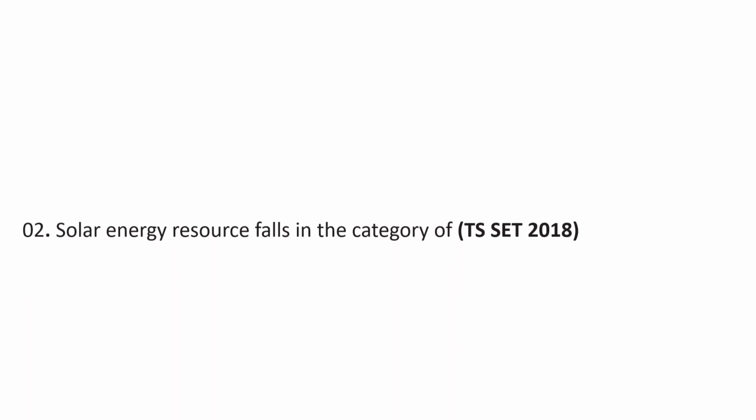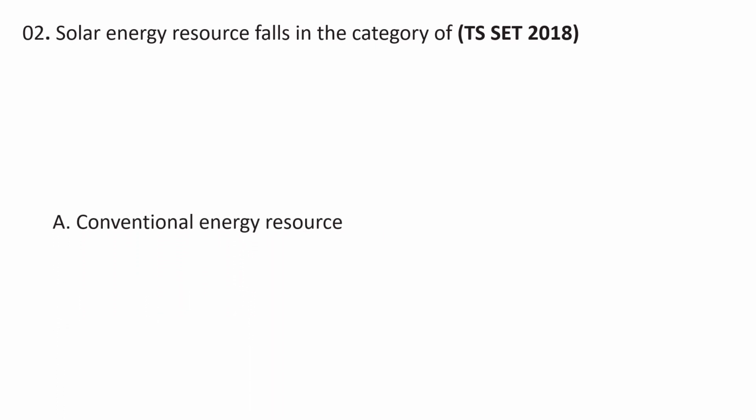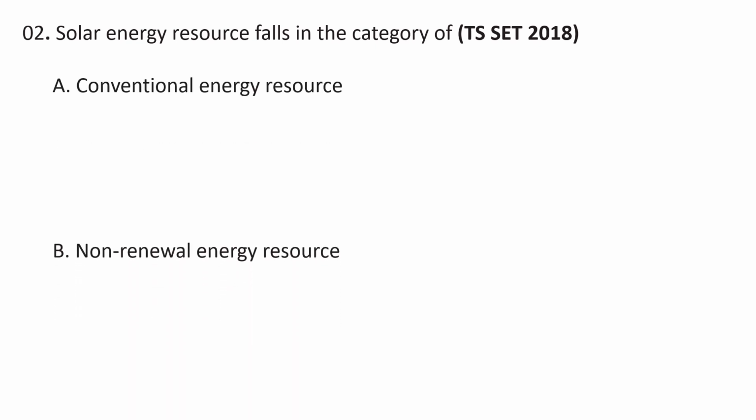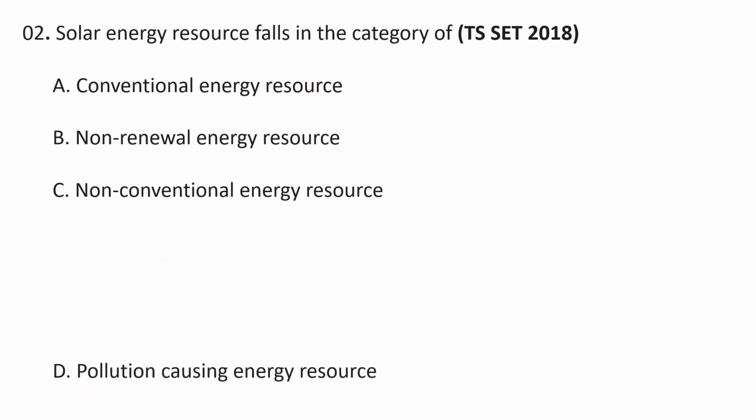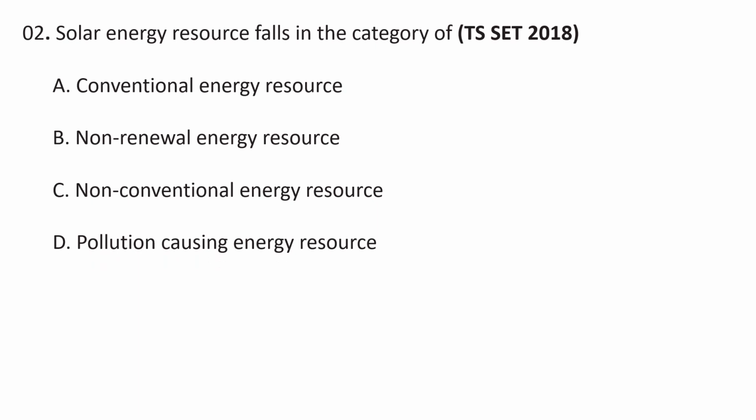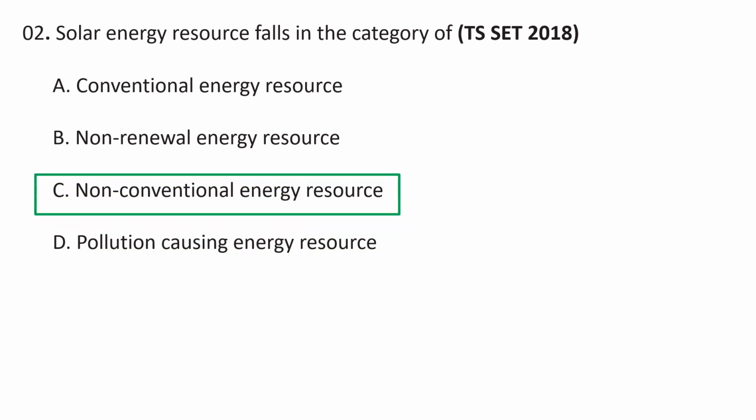Next question. Solar energy resource falls in the category of A. Conventional energy resource, B. Non-renewable energy resource, C. Non-conventional energy resource, D. Pollution causing energy resource. So obviously solar energy resource falls in the category of non-conventional energy resource. It's the most important non-conventional source of energy and gives non-polluting, environment friendly output, and it's available in abundance. So C is the correct answer.